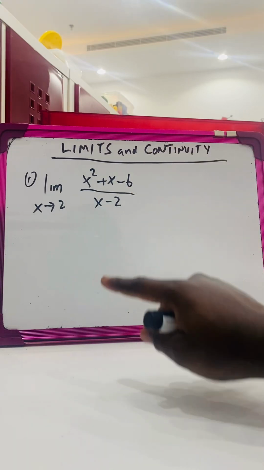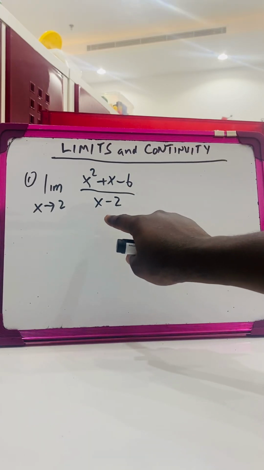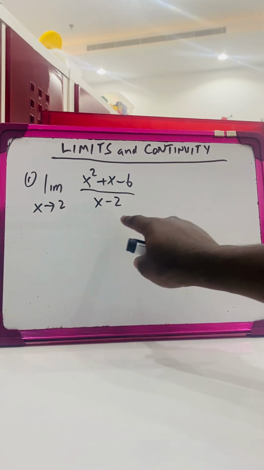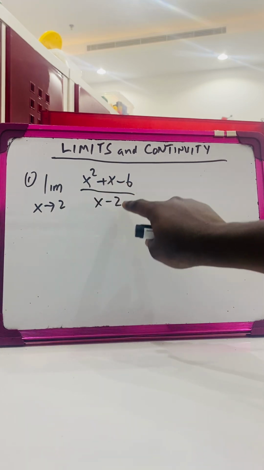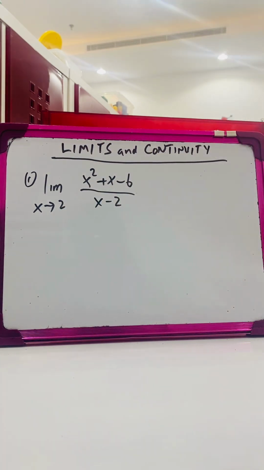If I think about a direct substitution, if I want to replace my x with 2, our denominator goes to 0 and the whole function becomes undefined. So there is a need for us to do some basic algebra here to make the function defined. What can I do? I could factorize my numerator.